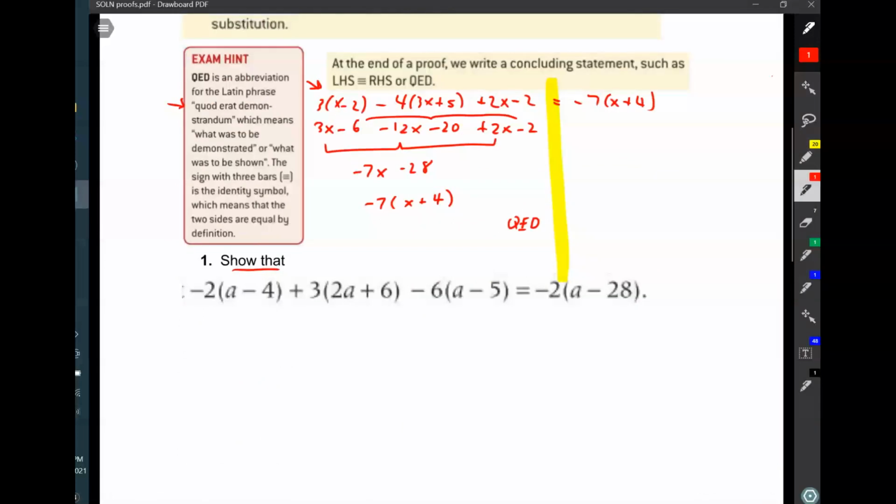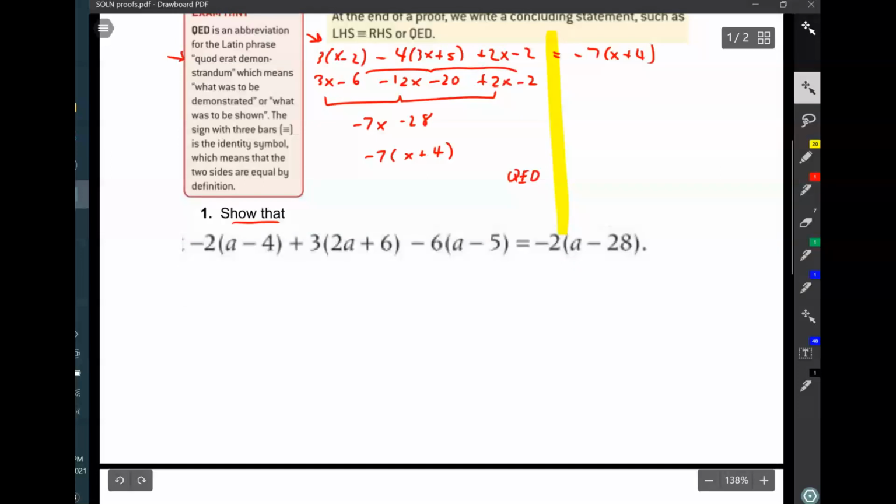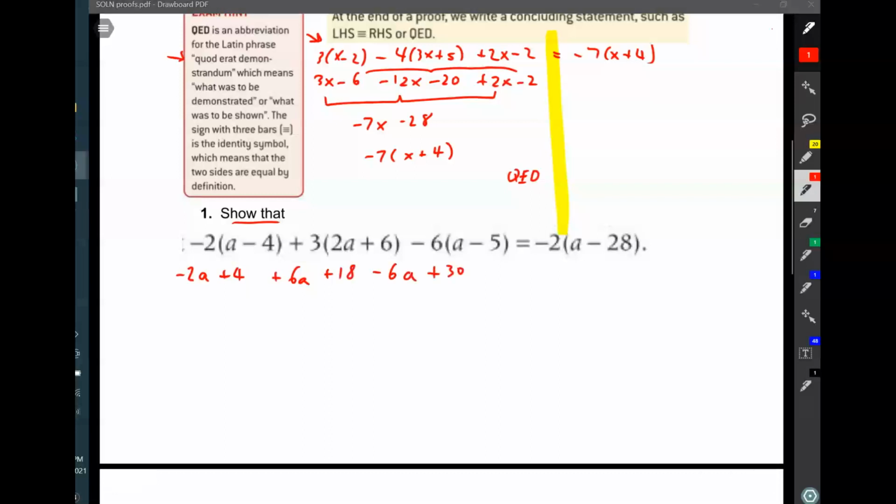Same technique: we're going to distribute all the coefficients, then combine like terms, and then maybe factor out a negative 2, and we'll see that we get what's on the right side. So we'll have negative 2a plus 4 plus 6a plus 18 minus 6a plus 30. Now we need to make it look like the right side. Basically, the right side has a variable term and a constant term with the negative 2 factored out.